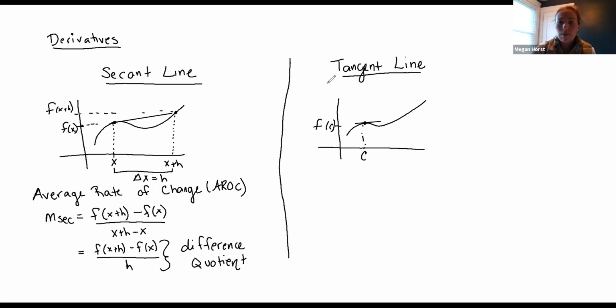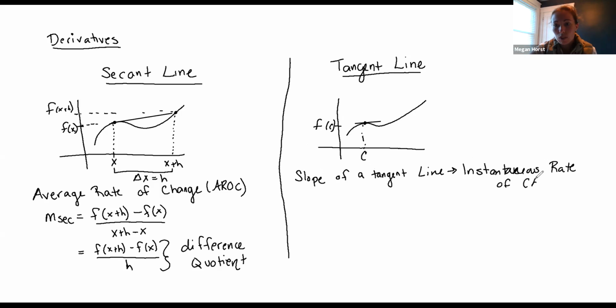And now what we're talking about when we're talking about the slope of the tangent line is an instantaneous rate of change. So our slope of a tangent line is synonymous with the instantaneous rate of change. Instantaneous, which generally speaking, we're just going to call IROC.